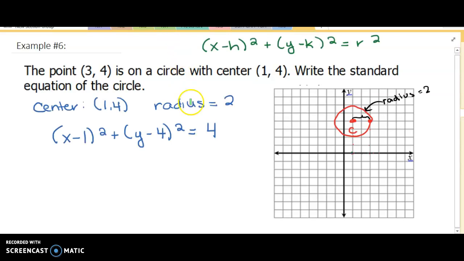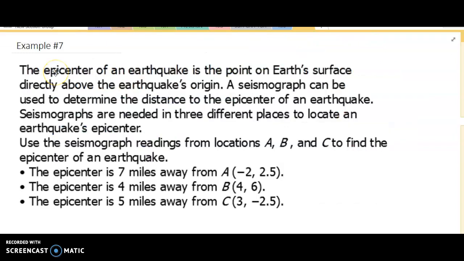In order to write the equation, we need the center, which we know is at 1, 4. Here's the 1, here's the 4. We find the radius by graphing it, because we know 3, 4 is on the circle, and this is the center. We can just count 1, 2. So our radius is 2. So x minus 1 squared plus y minus 4 squared equals our radius squared, which is 4.